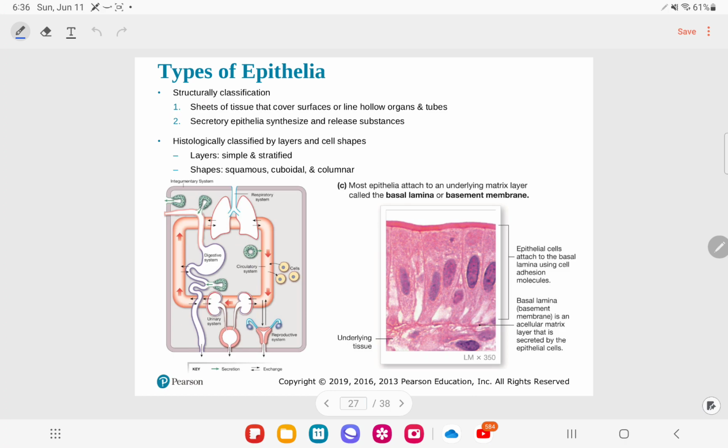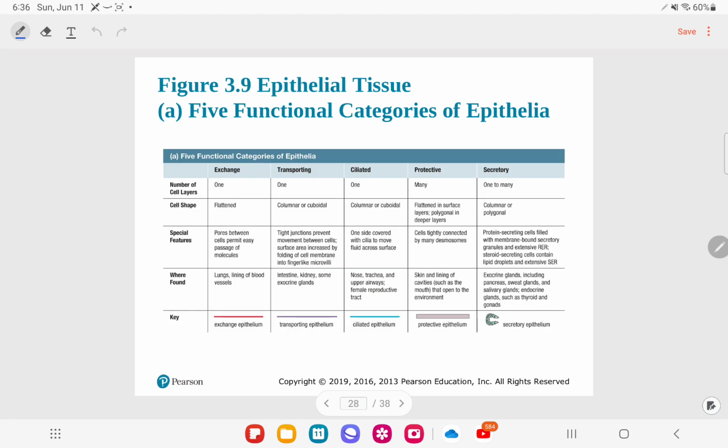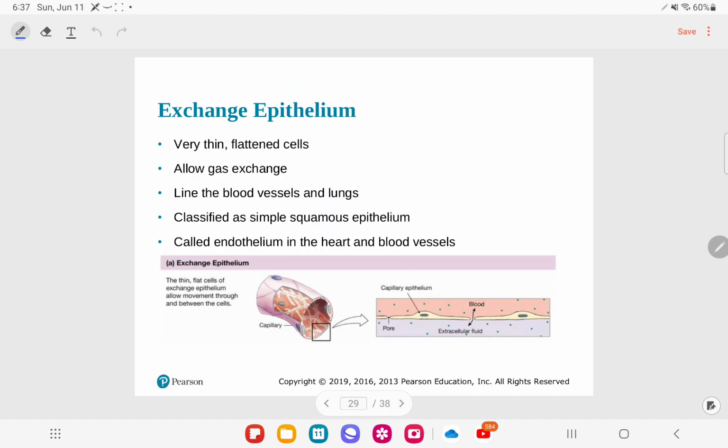You have the structural classification of epithelia: sheets of tissue that cover surfaces or line the hollow organs and tubes. You have secretory epithelia that synthesize and release substances. You have simple, one layer, and stratified, two or more layers. You have squamous, flattened; cuboidal, looks like a cube; and columnar, looks like a column. You have exchange epithelia, transporting epithelia, ciliated epithelia, protective epithelia, and secretory epithelia, the different types of epithelial tissue.